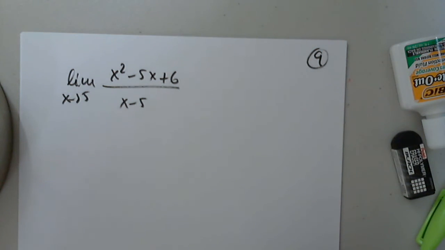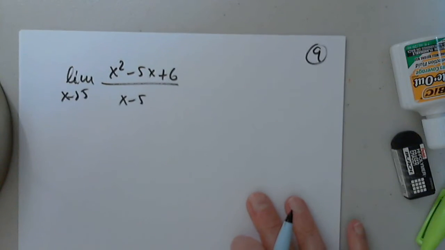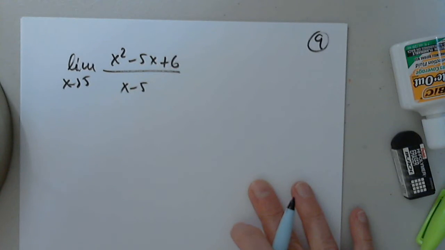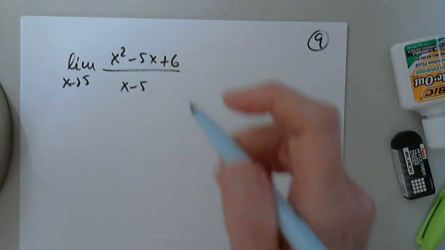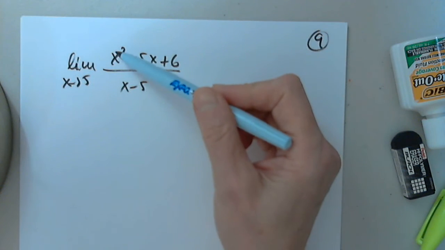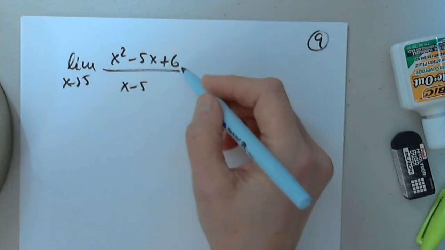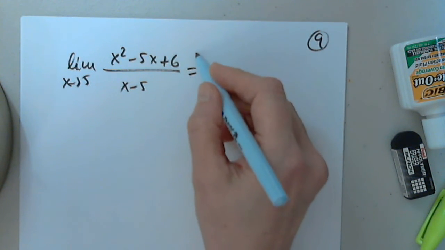Do we have to show that when it's plugged in, it equals 0? Like, do we have to go through all the steps and everything? So let me show you what I would like to see on this one. 25 minus 25 is 0, so then this is basically 6 over 0.